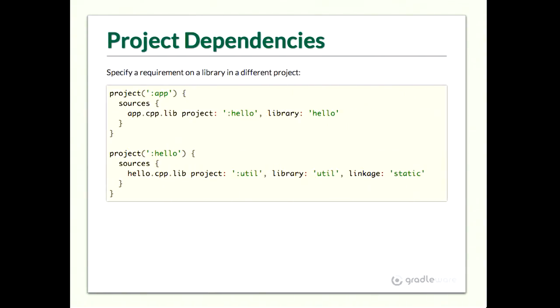So finally, with a multi-project build, we have project dependencies. We can say, I'm not just depending on a library within the same project, I'm depending on a library that's built in another project. Here we've got two projects within a single multi-project build, and we're saying my app CPP sources have a requirement on the hello library from the hello project. And in this case, my hello C++ sources have a dependency on the util library in the util project, and they want to use that as a static library, not as a shared library.